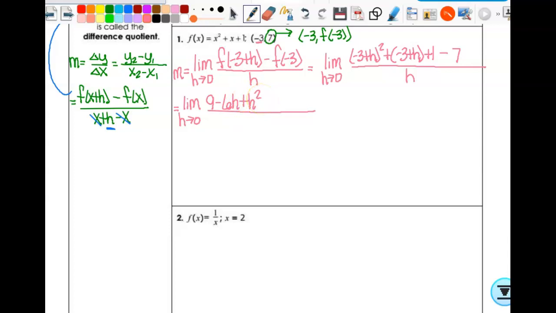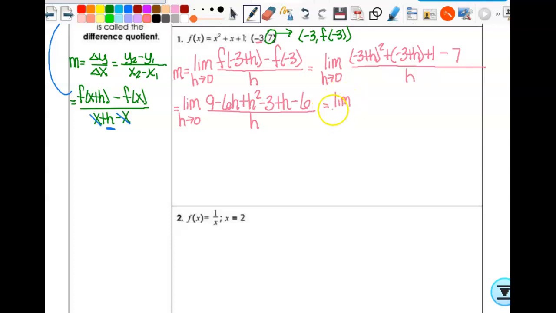And then when I add this, I'll have a negative 3 plus h. And then this plus 1 minus 7 is really just negative 6. I'll just go ahead and combine those two all over h. Everybody okay with where everything came from? You have to be able to square things like this quickly and efficiently. You trying to draw a box and do that mess at this point, that's not efficient at all.